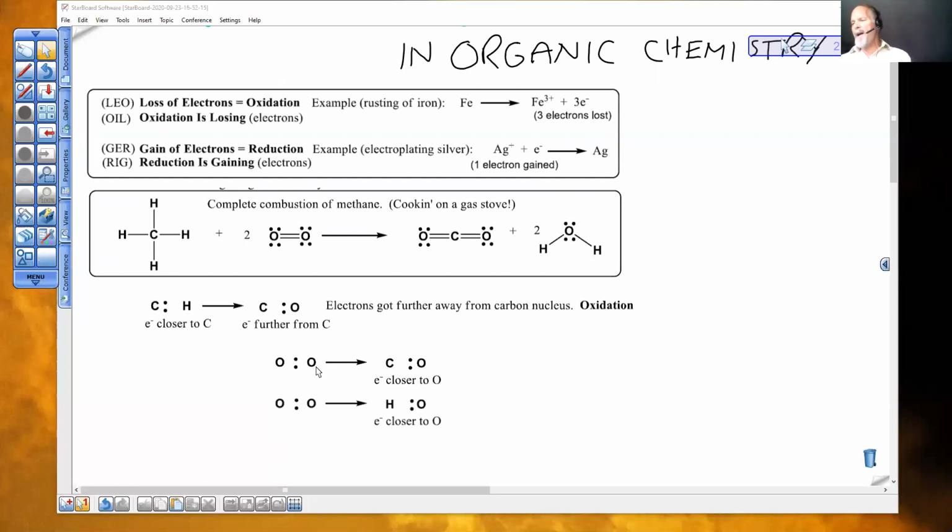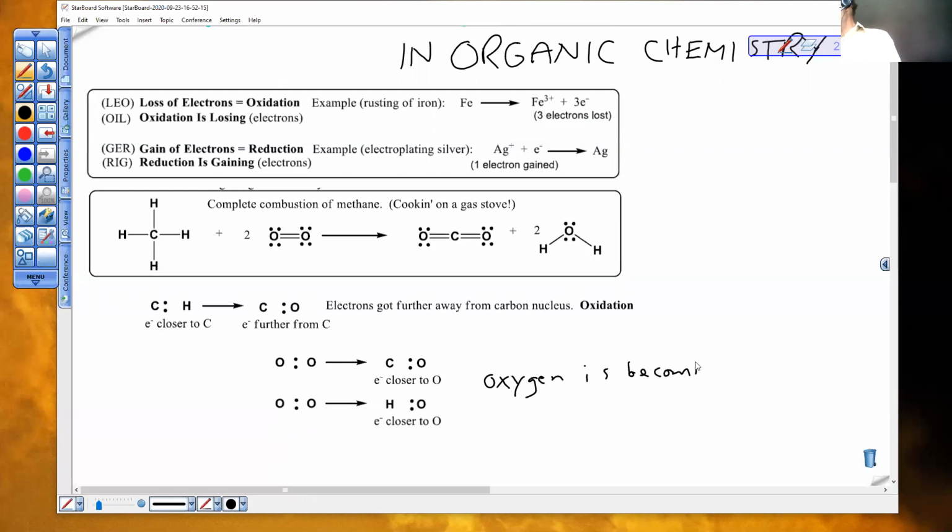Same story when oxygen ends up in water, except the electrons get even a little closer, but the gist of it is, if electrons start halfway and go towards one atom, they get closer to that atom. What do you call it? You call it reduction. Oxygen is undergoing reduction. Oxygen is becoming reduced.